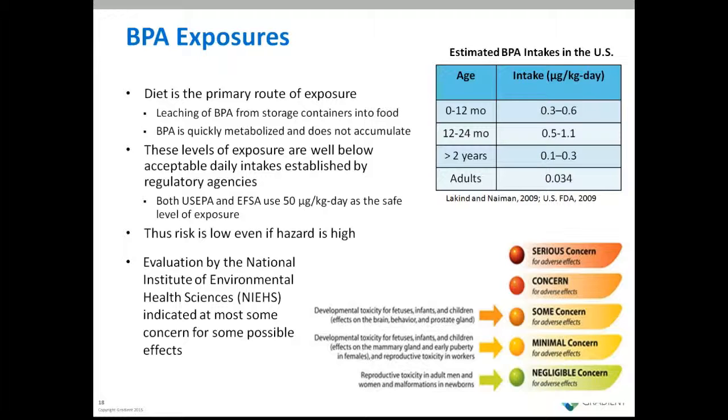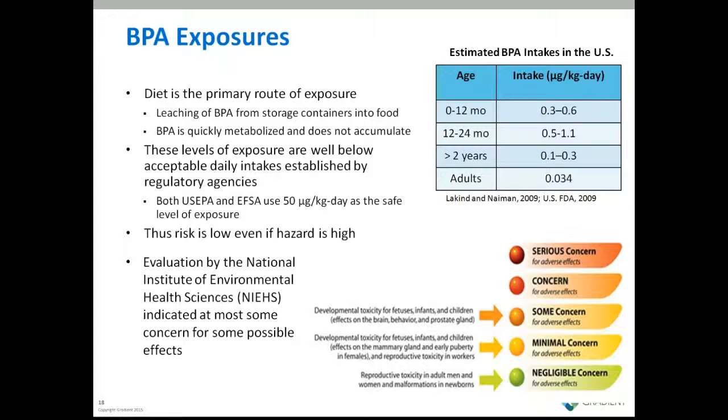So, I think it's really interesting that this is very different from what you see in the media, where BPA is such a firestorm of controversy. Here you have the National Institute of Environmental Health Sciences saying, at most there's some concern, which I think is a much less compelling message.